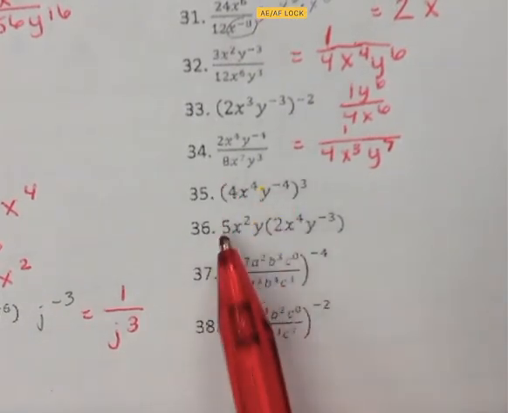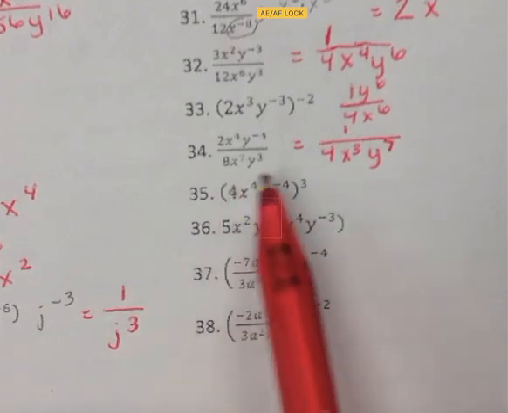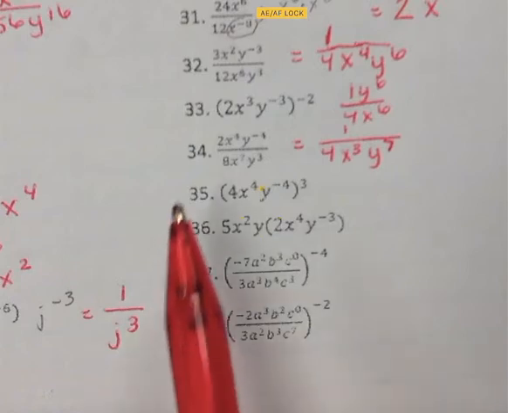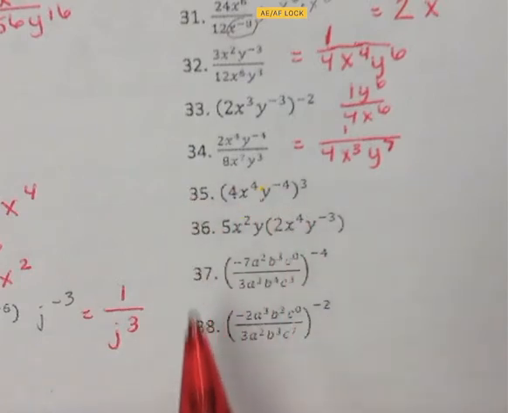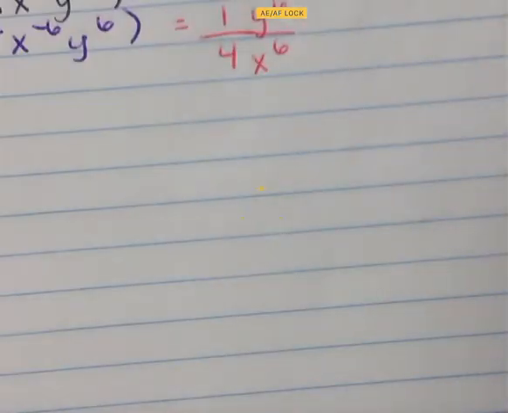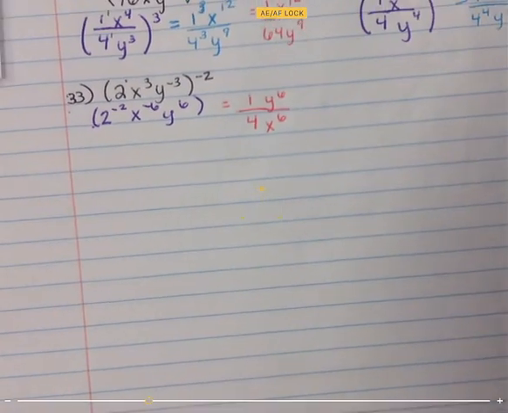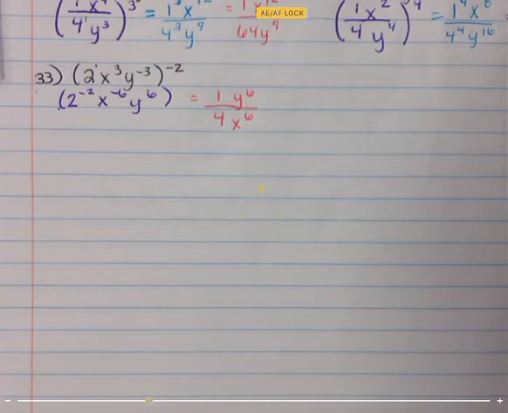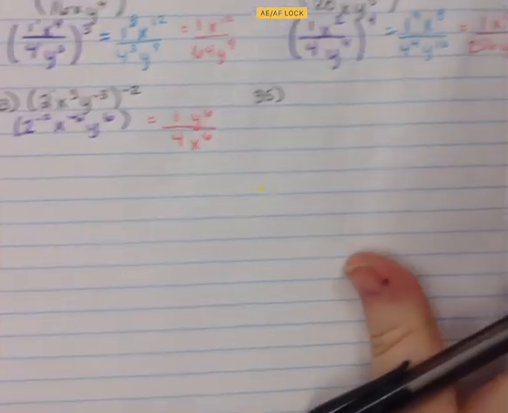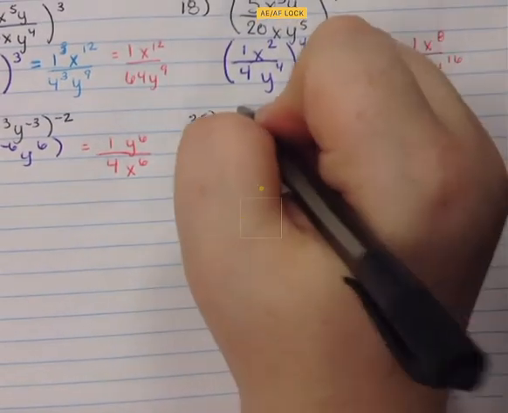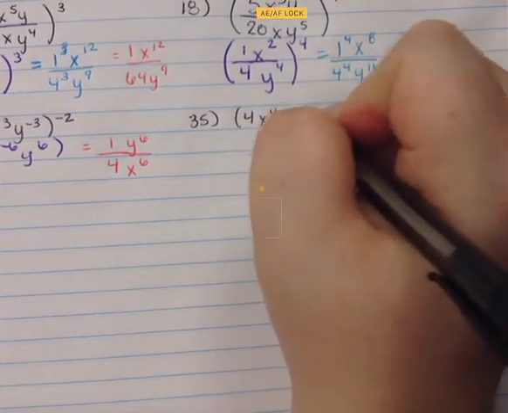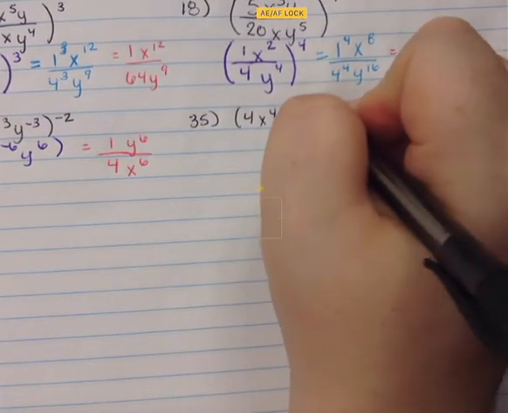Now if you look at 35, 36, 37, and 38, they're all fairly large problems. So I'm actually going to do all 4 of these on my other paper so that I can show all the work for them. So number 35, I'm going to write it out. 35 is parentheses 4x to the 4th, y to the negative 4th, close parentheses, all of that cubed.